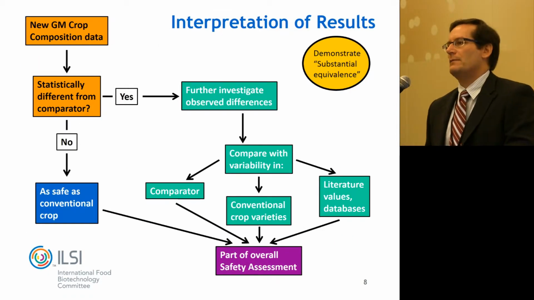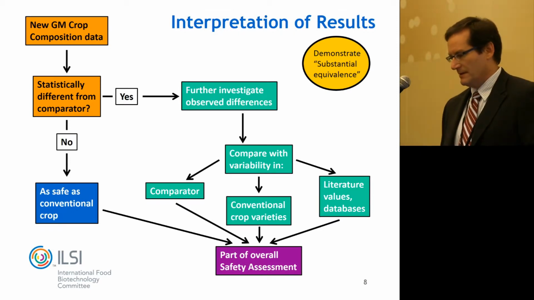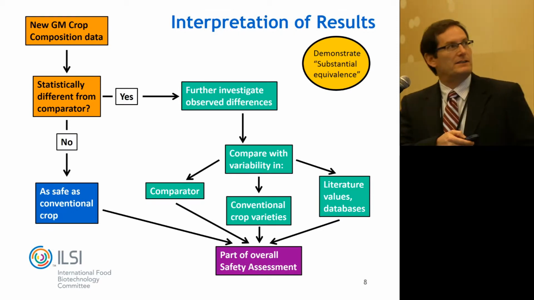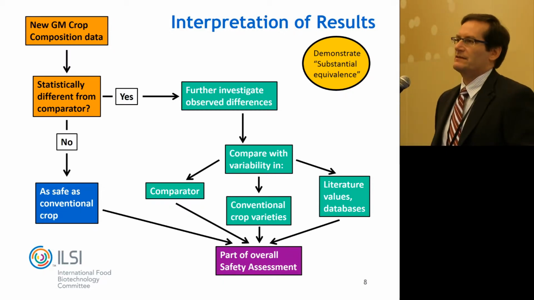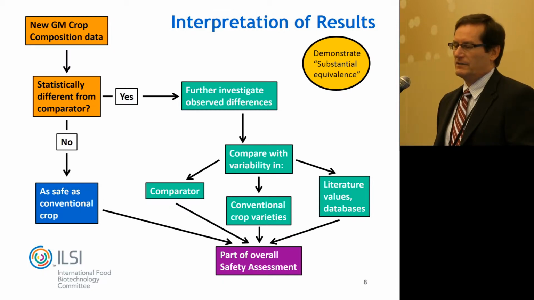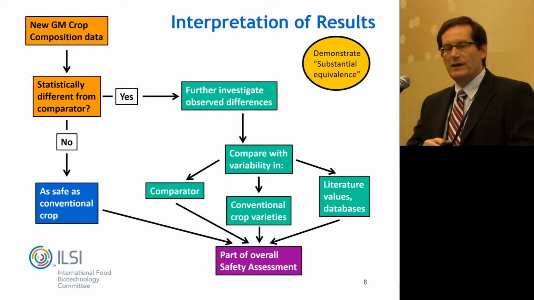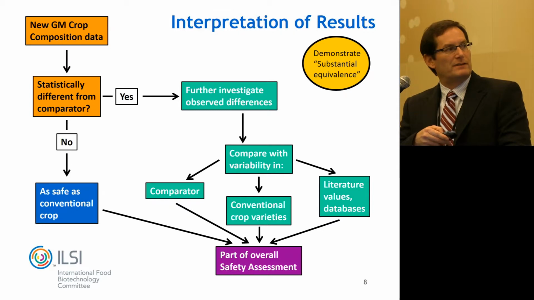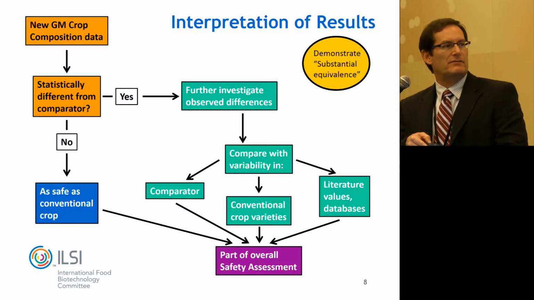So just to work through a compositional analysis study in order to demonstrate substantial equivalence, we would grow the non-GM crop along with a comparator. Traditionally, this is a near isogenic, non-transgenic variety. And we measure the different components of interest, and then we compare those statistically. If there are no differences, then we can conclude that on a nutritional basis, the crop is as safe as the conventional crop, and then that conclusion feeds into the overall safety assessment.